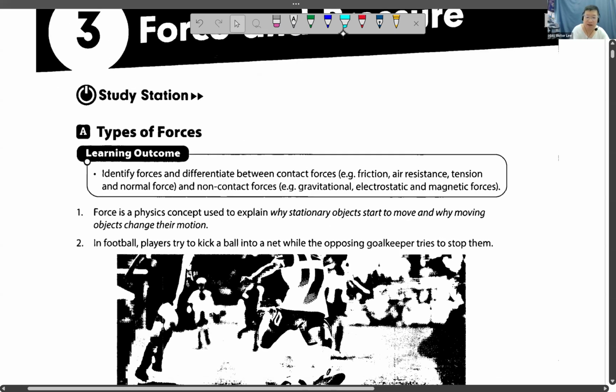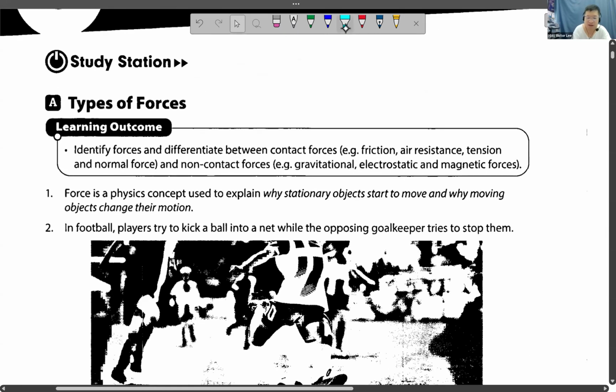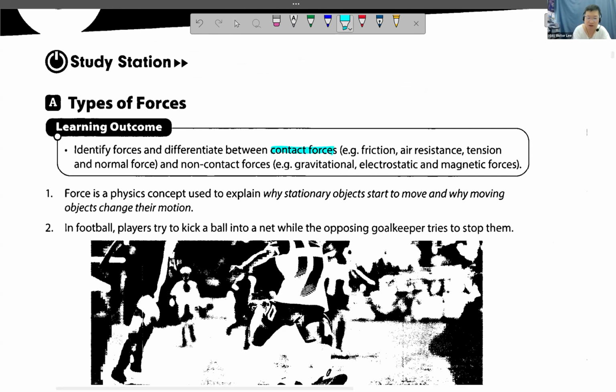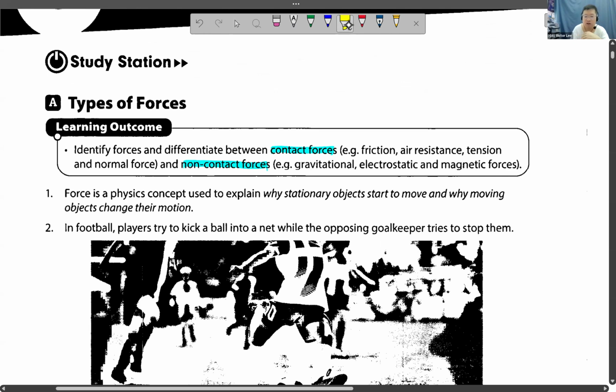Now, the key thing you must understand about forces is that there are two kinds of forces. One is the contact force, one is the non-contact force. A contact force means there's direct contact between two bodies or objects. And a non-contact force means they can influence each other, attract or repel, but they do not have any physical contact.